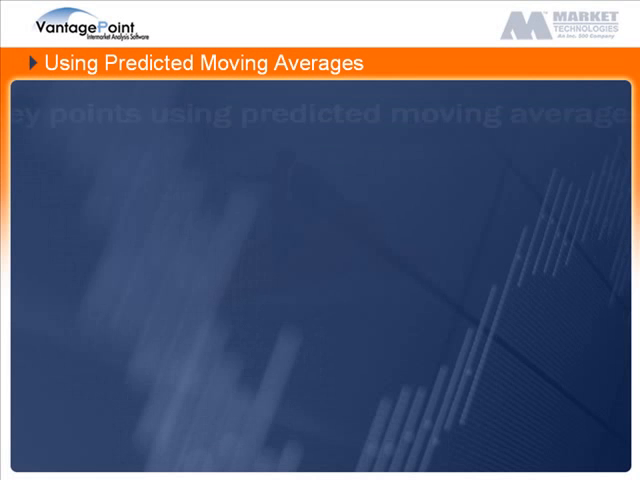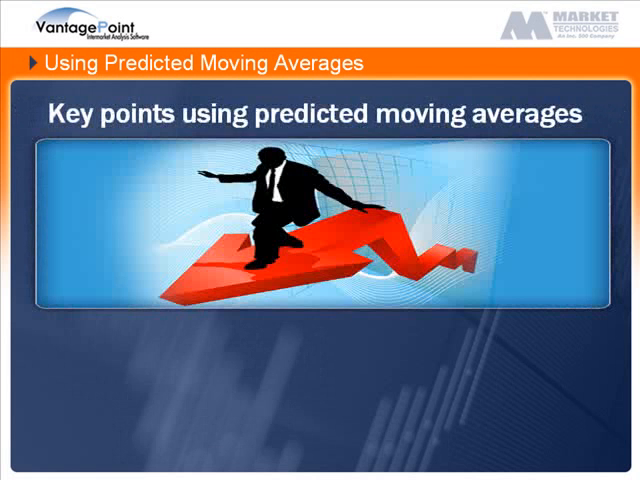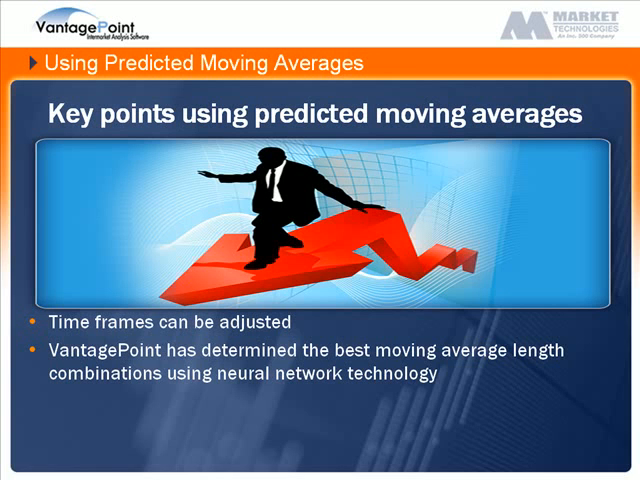Now let's confirm some of the key points using the predicted moving averages from VantagePoint. First, many different time frames are possible. They can be short-term, long-term, medium-term is probably the most useful, but you can adjust it to your trading style. Secondly, what is really nice about that is that VantagePoint has determined the best moving average length combinations using neural network technology. You don't have to test every possible combination yourself.